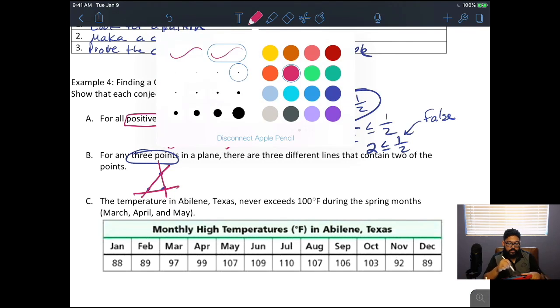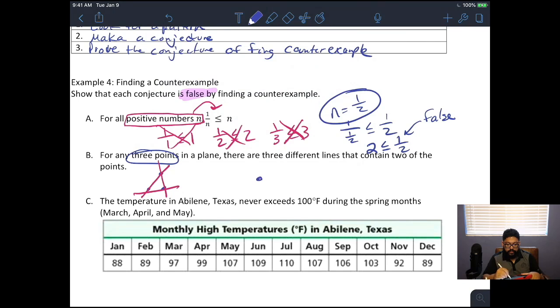How can I draw these 3 points so that 3 lines do not appear? If I do 1, 2, 3. If I make them collinear, they're all on the same line. If they're all on the same line, then they can't be on 3 different lines. So this is our counterexample. So counterexamples can be numbers, like the first example that we have, or they could be a picture, like this example that we have down here.